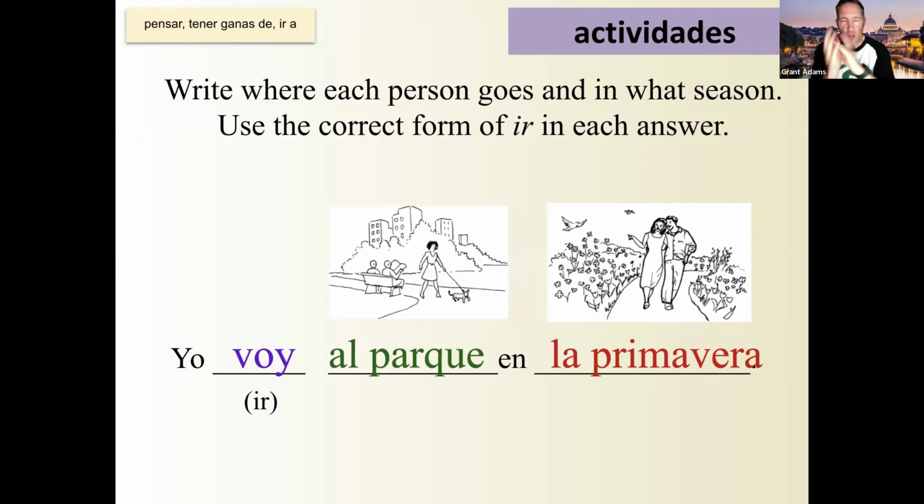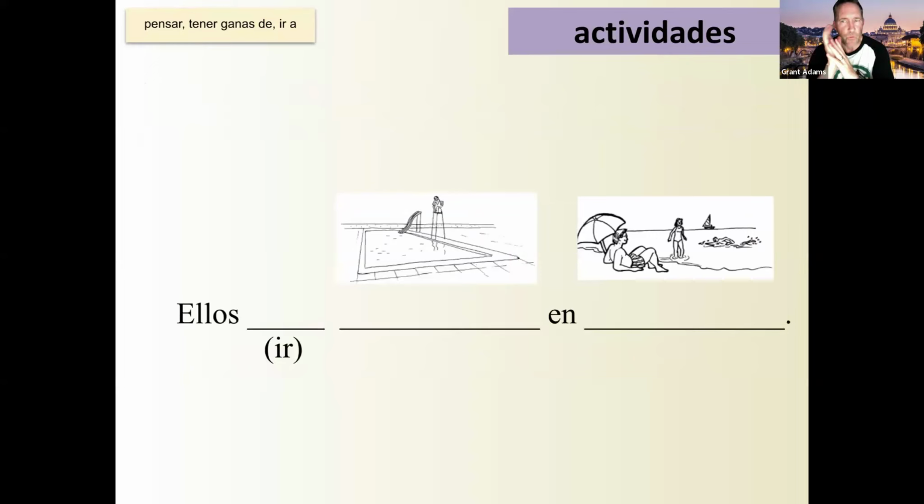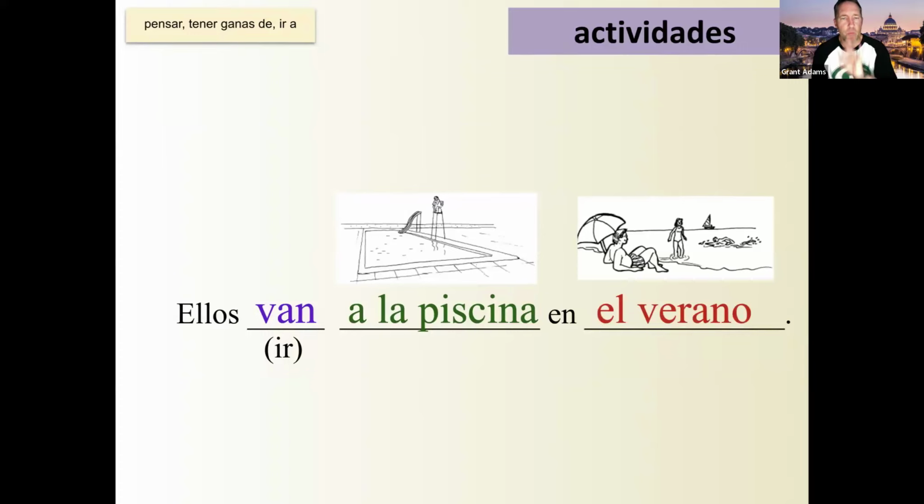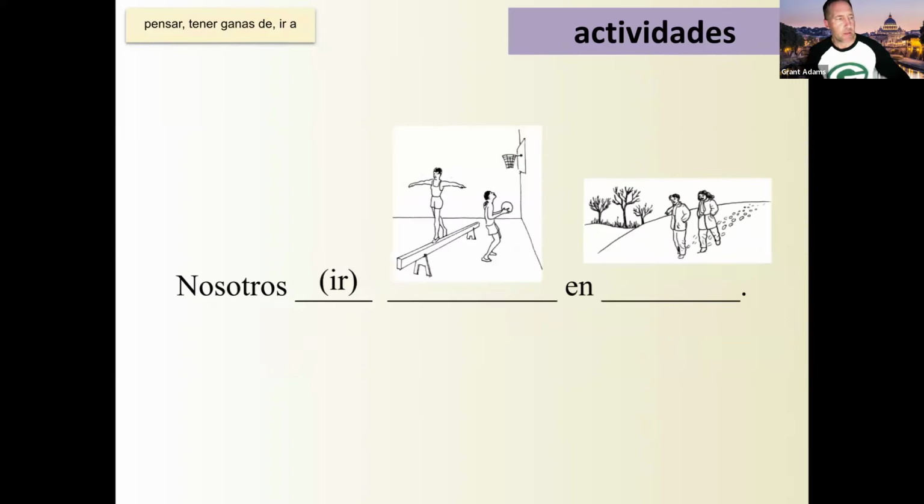Muy bien, clase. Número 2. ¿Qué es? Okay. Ellos van a la piscina. Muy bien. Ok, excelente. Ellos van a la piscina en el verano. Perfecto, excelente. A ver, siguiente. Dos más.